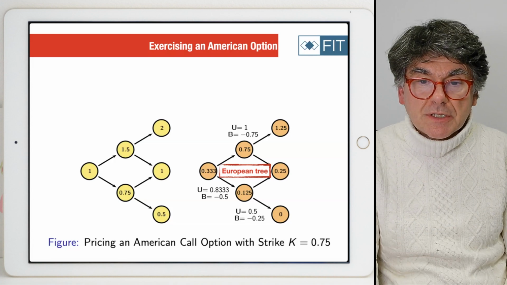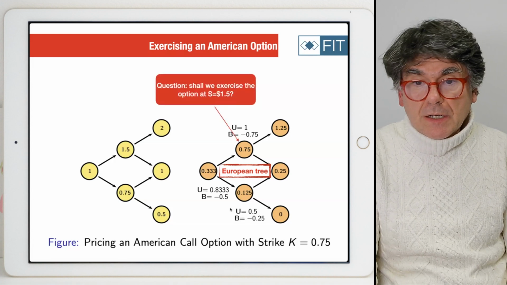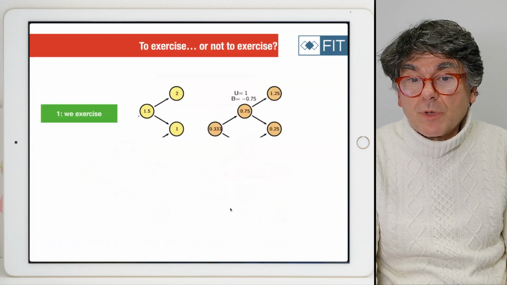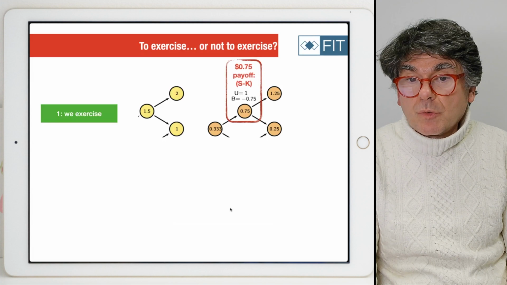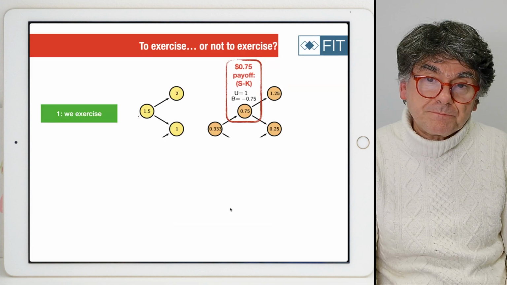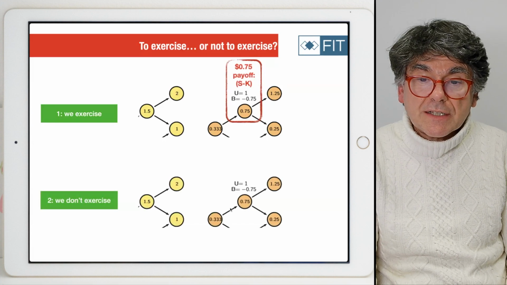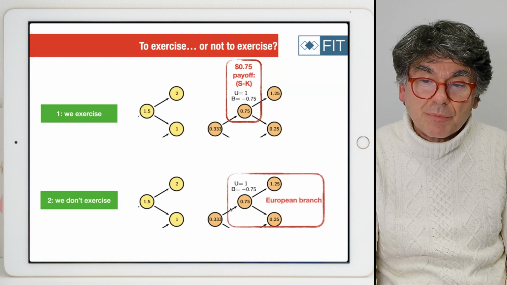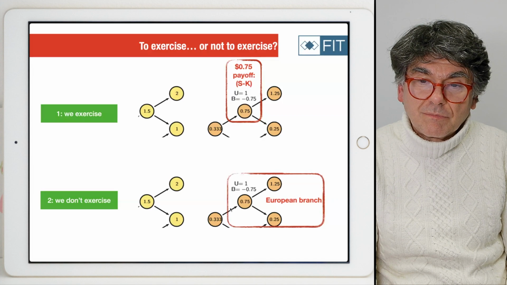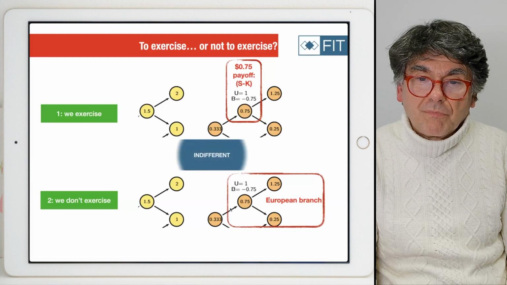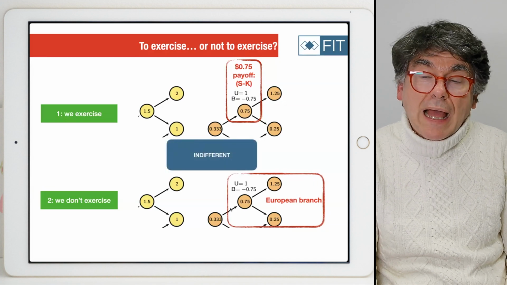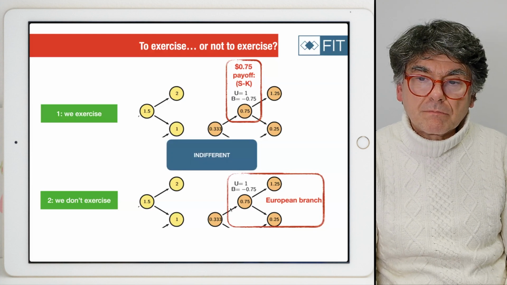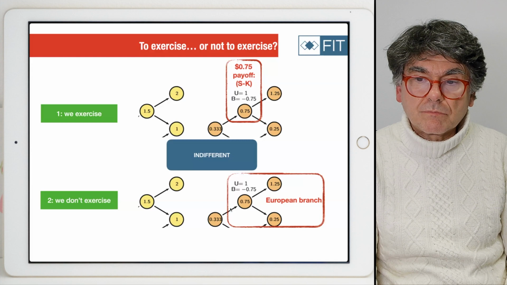This turns into this game where if we are here, we need to decide what it is. And if we exercise, that's what we get, 75 cents payoff. And if I don't exercise, I get the 33-cent game, which is a European option. I'm indifferent because both happen to be equal at 75 cents. That's what we're doing.